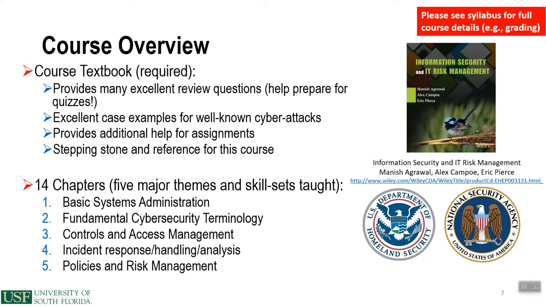Overall, there are 14 chapters in the book. There are five major themes and skill sets that are taught. The first one is Basic Systems Administration, which is going to be chapters 2 and 3. Then there's Fundamental Cybersecurity Terminology, which we'll be covering a little bit today and also in chapters 4 and 5. There's Controls and Access Management, Incident Response, Handling and Analysis, and Policies and Risk Management.